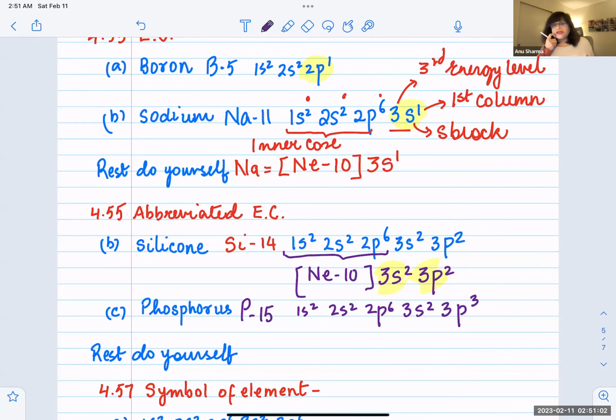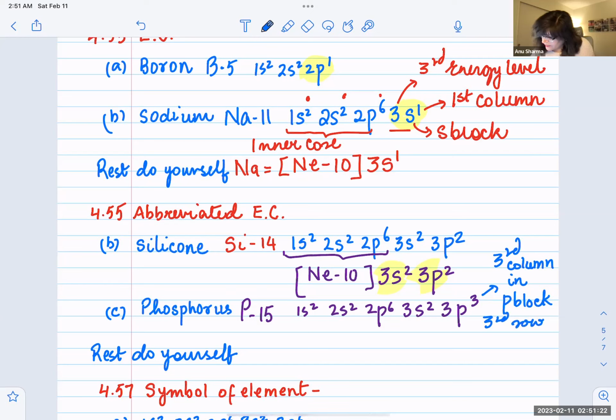So 1s2, 2s2, 2p6, 3s2, and 3p3. It is present in the third column. So let's write this here. This is the third column in the P block, and third row, which also means the energy levels.